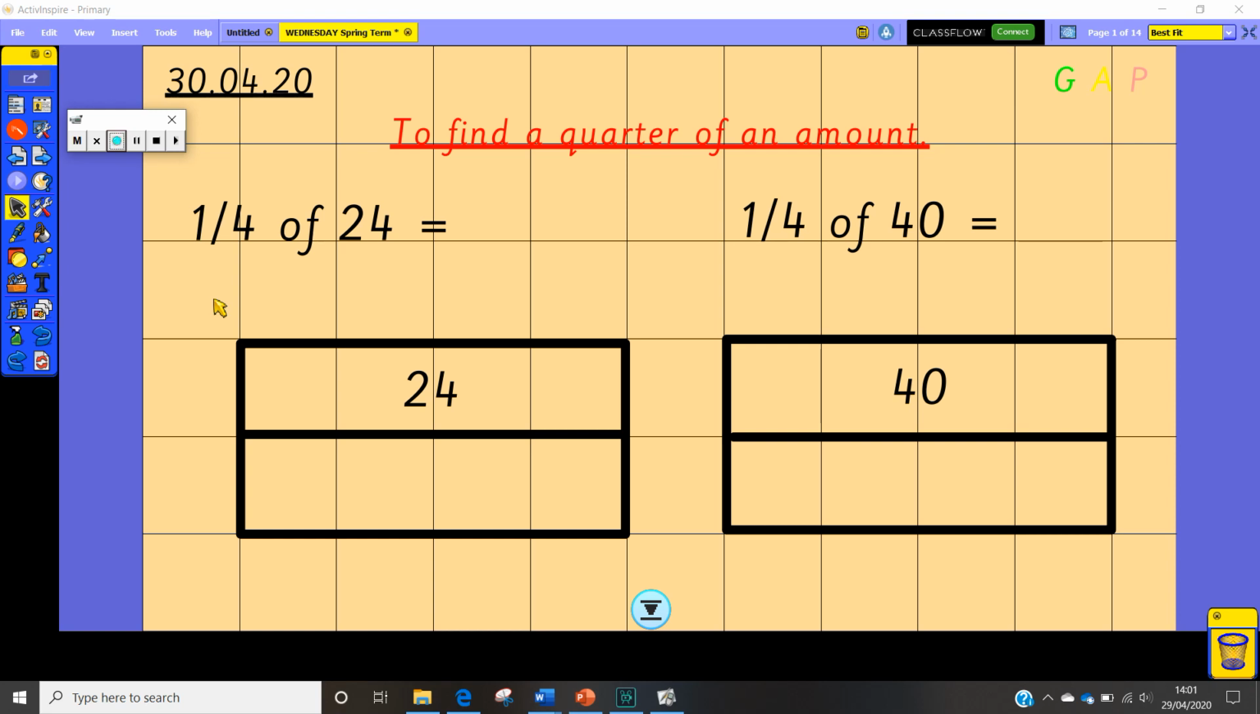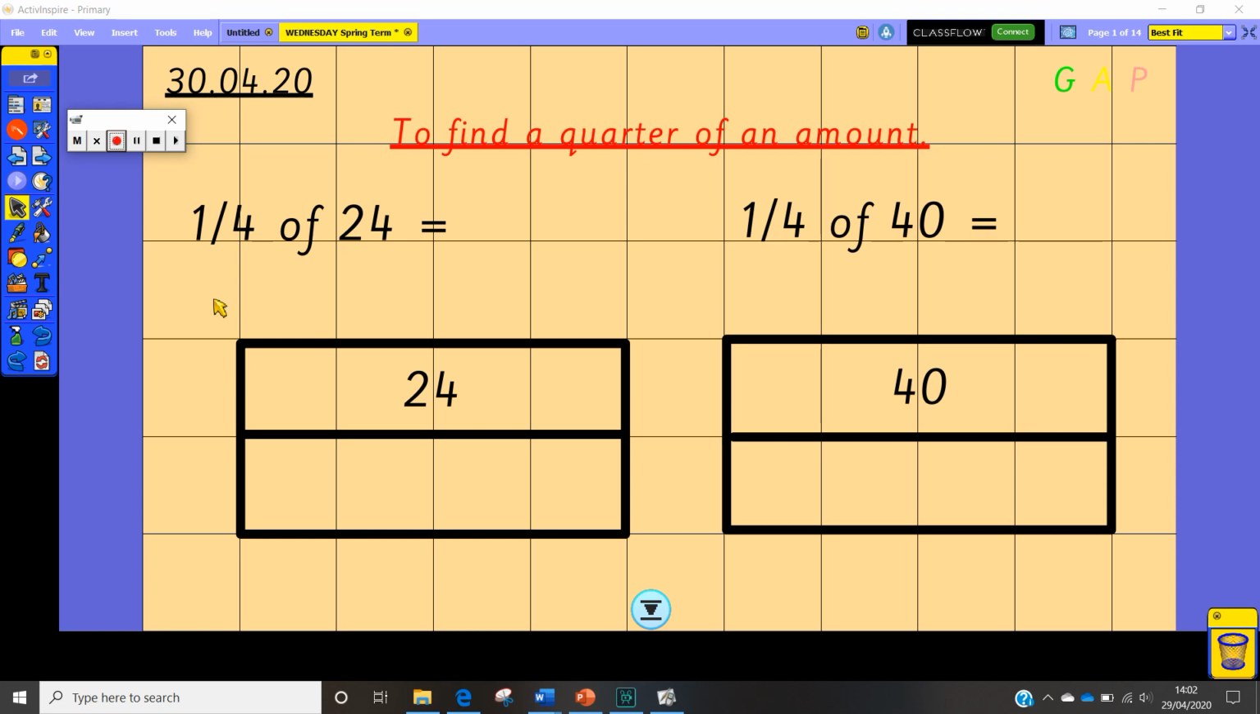Just before we go any further, double check that you are watching the correct video for your group. Today there are two separate videos. There is a video for orange and red team, and a separate video for yellow, green, blue and purple teams. Just double check that you're watching the right one, because they both start in exactly the same way. To start our lesson, we're all going to find a quarter of an amount.